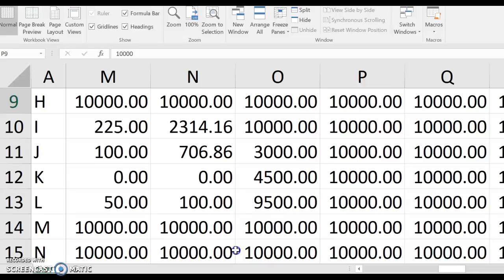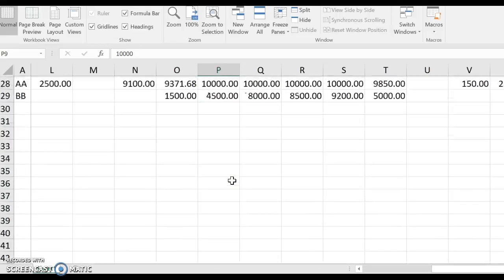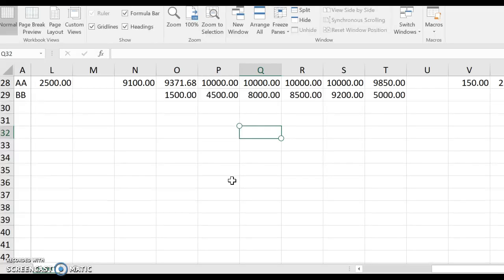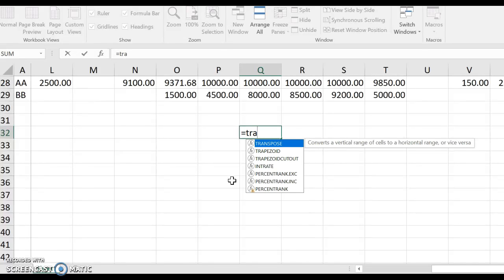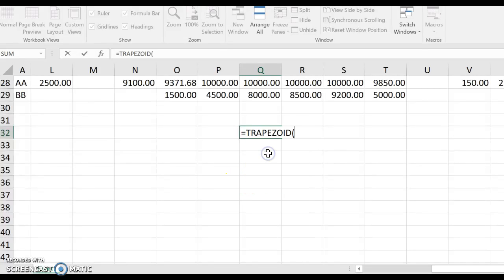Then when I went here, what I would do to get these numbers is something like equals, and if it was a trapezoid, then I could do trapezoid and I would do the bases. So if it was 20, 30, and if the height was 70, then it would solve it for me.